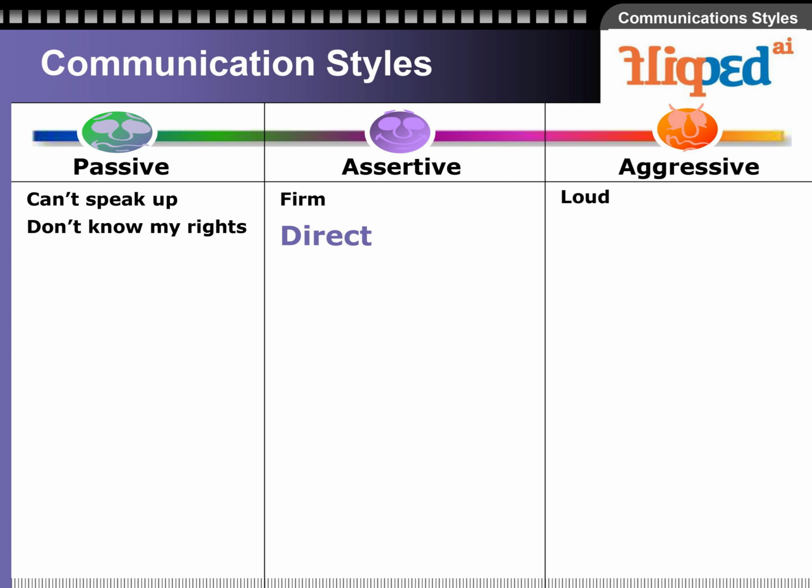Here, we emphasize that direct communication is a characteristic of the assertive style. Assertive communication encourages directness as a means of clear expression. It allows individuals to convey their thoughts and feelings without resorting to aggression or passivity. Developing the ability to be direct in a respectful manner is one of the key skills.